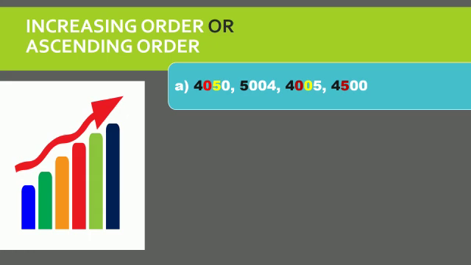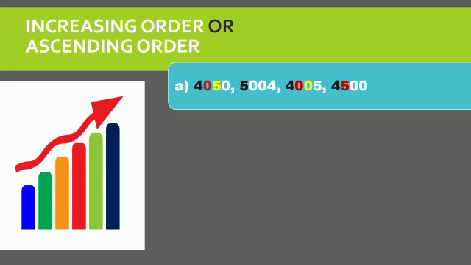So which place value are you going to look at? Look at the thousands place. I have highlighted it in black. So let's compare. So we have 4, 5, 4, 4. So which is the smallest over here? It's obviously 4. And 5 is the largest. So 5 goes at the end. So now you have to compare three numbers that are 4050, 4005 and 4500.